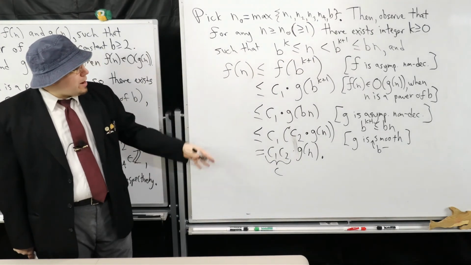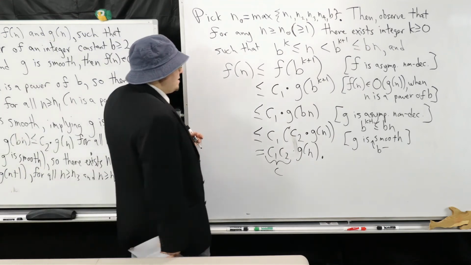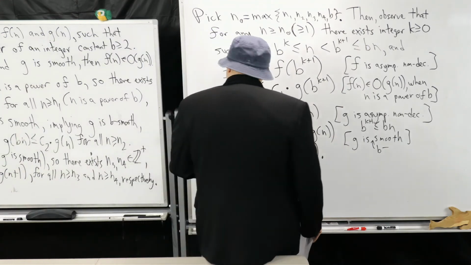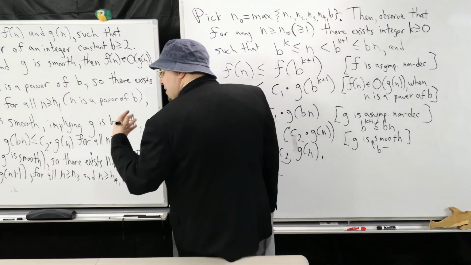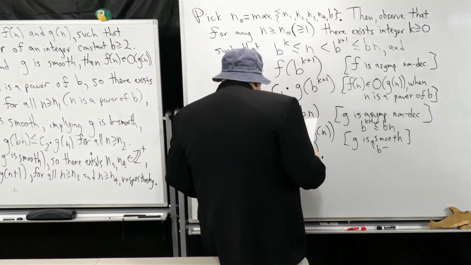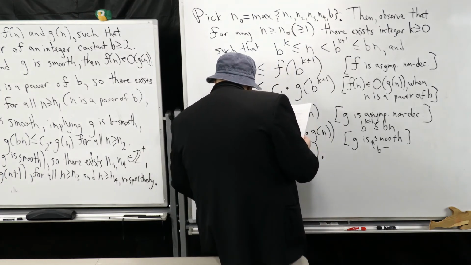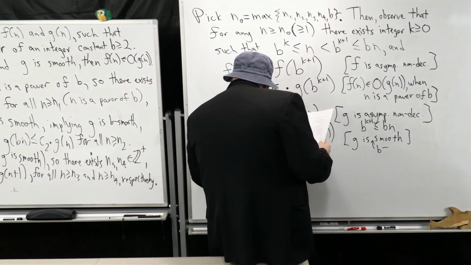Notice there's no more restriction anymore that n is a power of b. This is true regardless of what n is, as long as n is a valid part of the domain of the original function. So now I don't have that restriction in place. So all I have to do now is just select C is equal to C1 times C2.